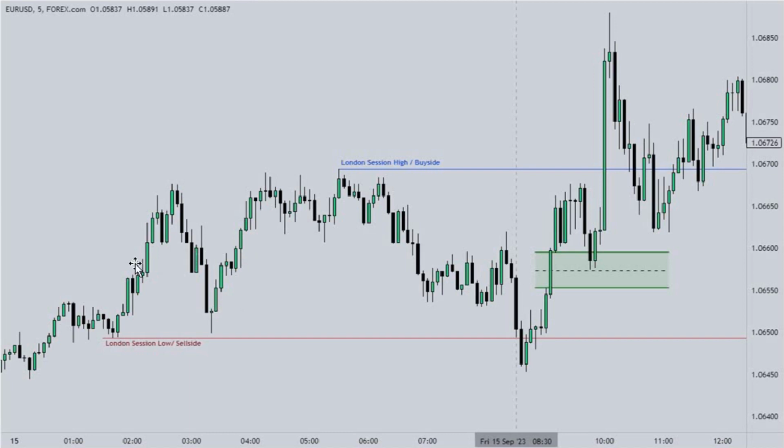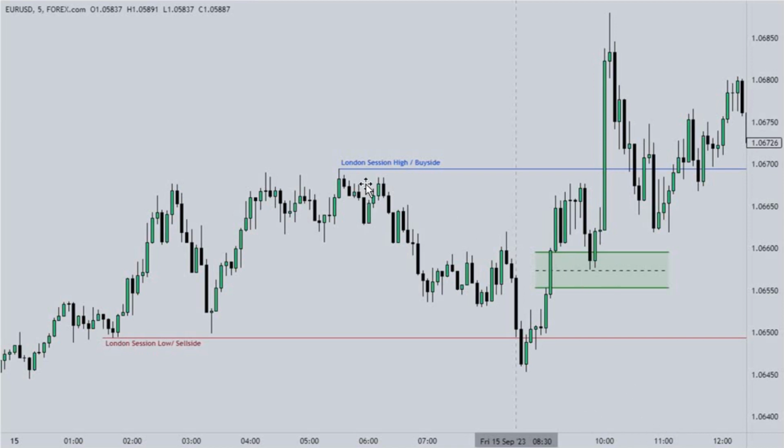So you want to put a vertical line on 1 to 5 a.m. on your charts, and then you mark up the highest high and lowest low. So what do you see here? Market at 8:30 a.m. market opened and took those London session low, and then created a fair value gap on what time? On 10 to 11 a.m.